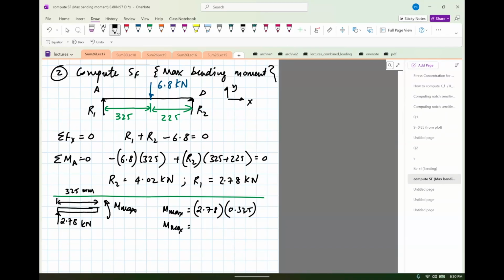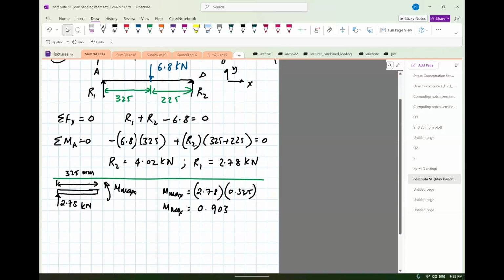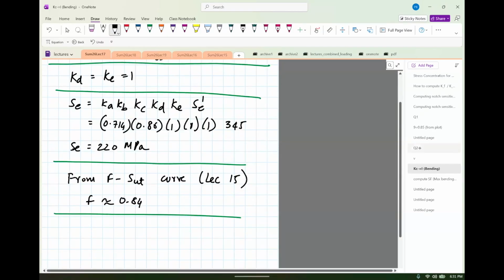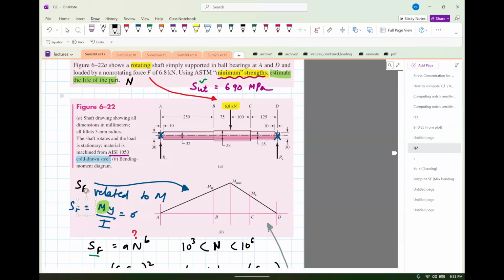So it'll be 0.903, I think. Yeah. Okay. Now, let's just call this point E, just for identification. I don't want to say M max is sigma max, because sigma max is actually something we need to find. Sigma max really depends.